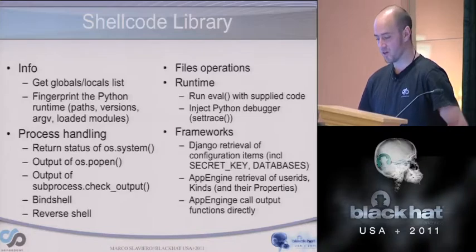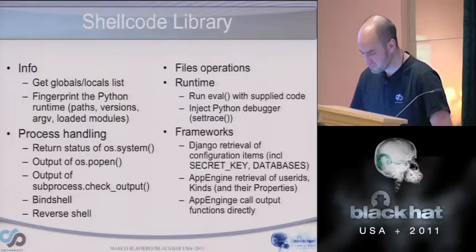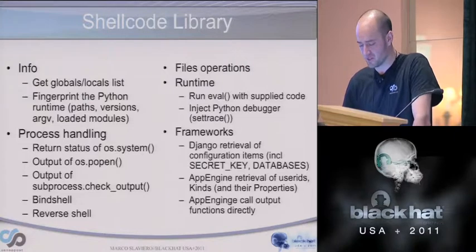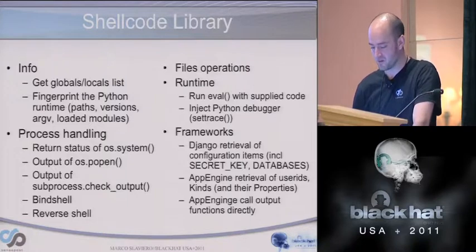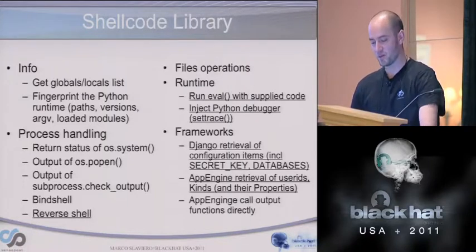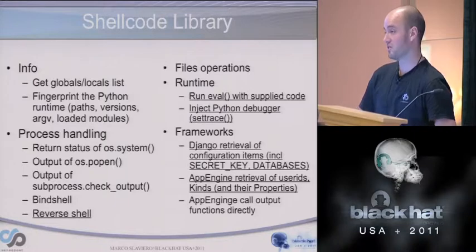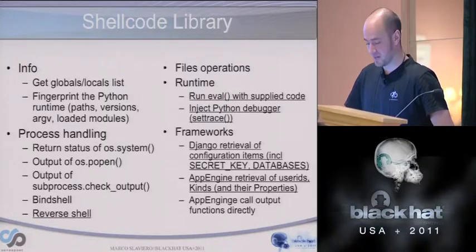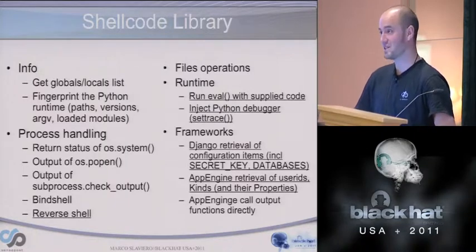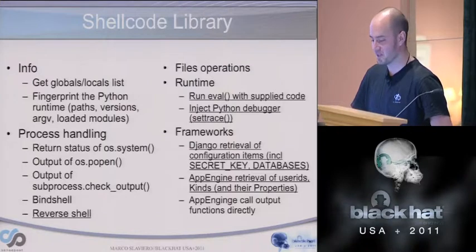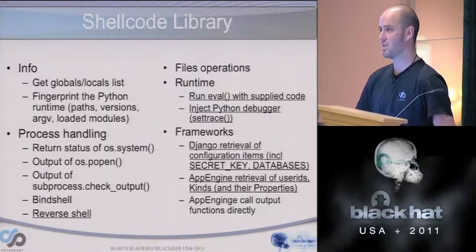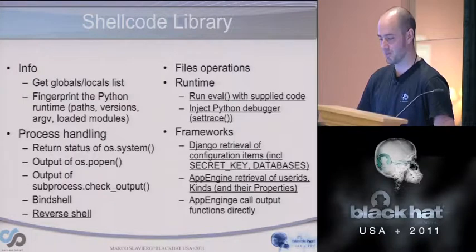So we wrote a whole pile of those, and we got this shellcode library. You can read through there very quickly the things that are possible to do inside of a Mel Pickle. But I'm going to focus on 5 of them. I'm going to focus on showing you a reverse shell. I'm going to show you running eval on supplied Python code. I'm going to talk about injecting a Python debugger using settrace, and that's how we get the long-lived execution. And then also look at 2 frameworks, specifically Django and App Engine, and what may be possible to do in Django and App Engine.